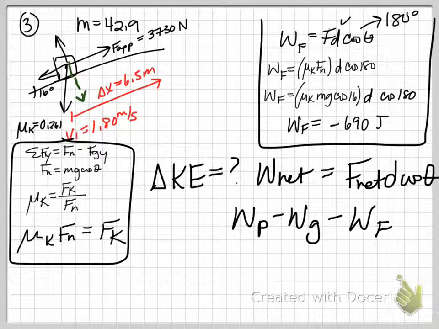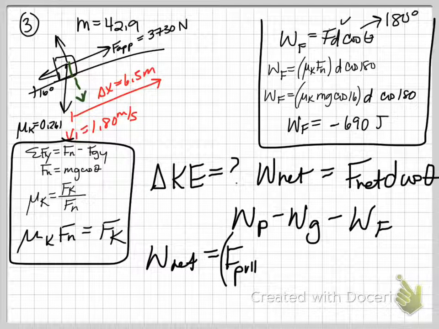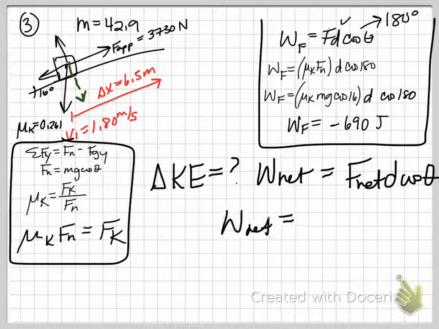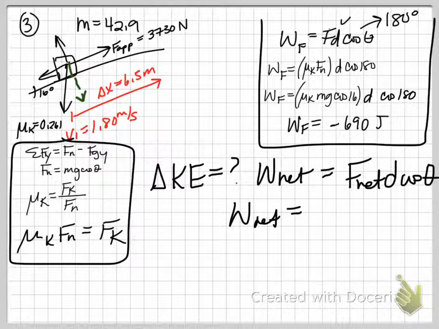So I'm going to say that net work equals, well, force of the puller is given. I guess should I back up a step and do the sum of forces on the x-axis? Yeah, let me do that. My apologies. How do we find that net force? Well, we know that the motion is all on the x-axis. Therefore, sum of forces on the x is equal to the net work being done.